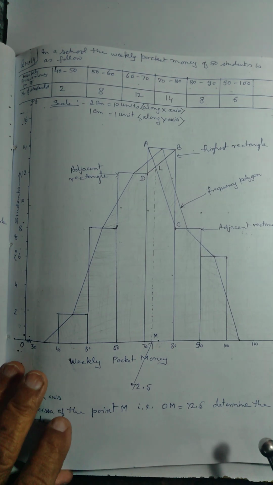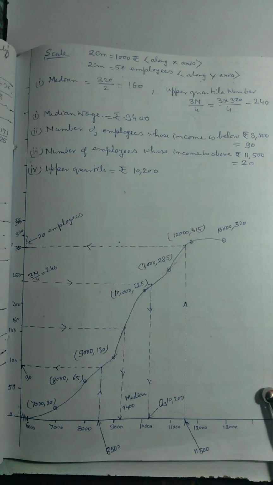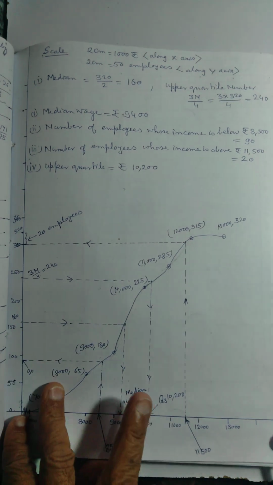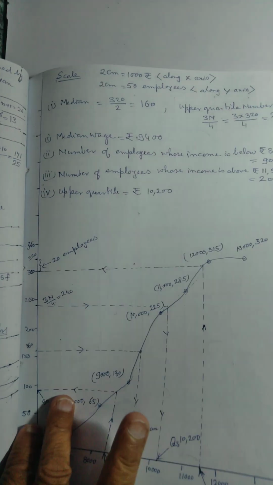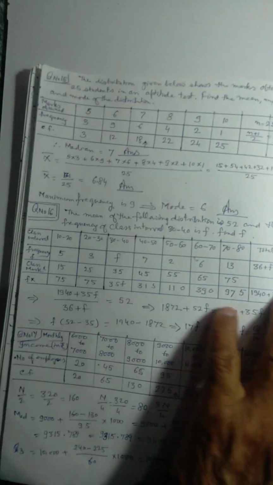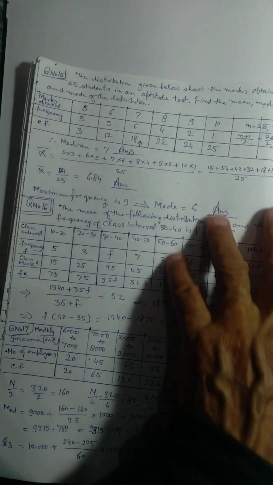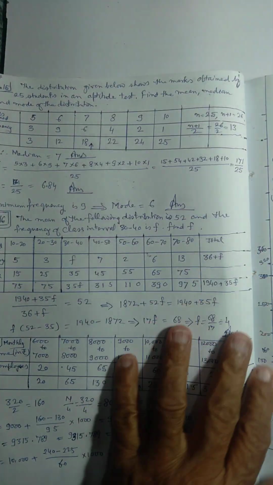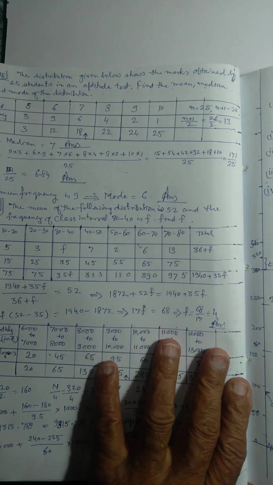Now come to question number 15. The distribution given below shows the marks obtained by 25 students in an aptitude test. Find the mean, median and the mode of the distribution.